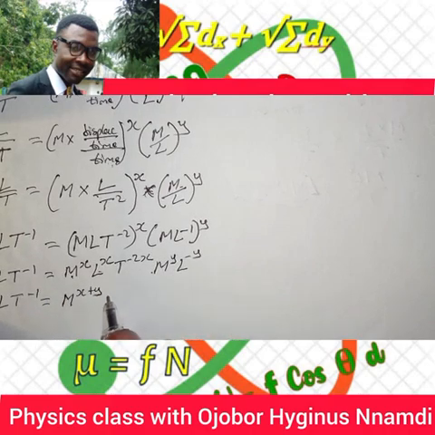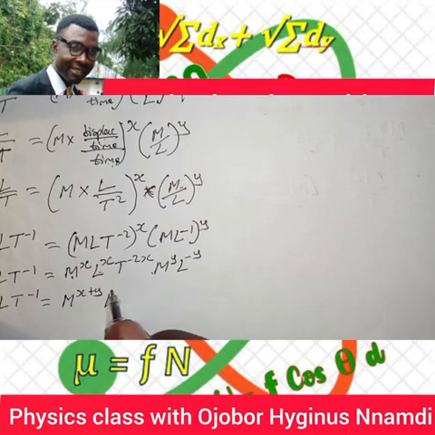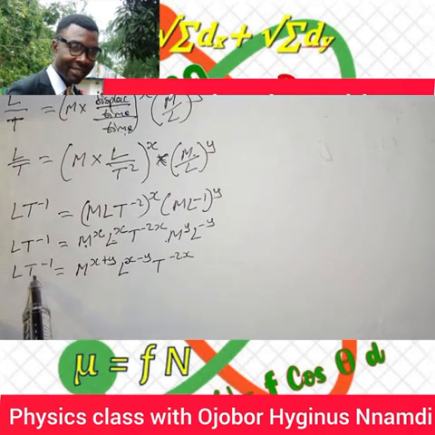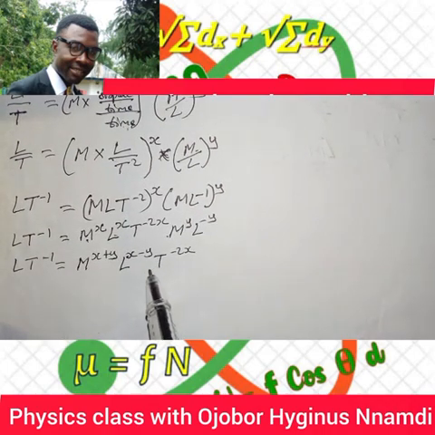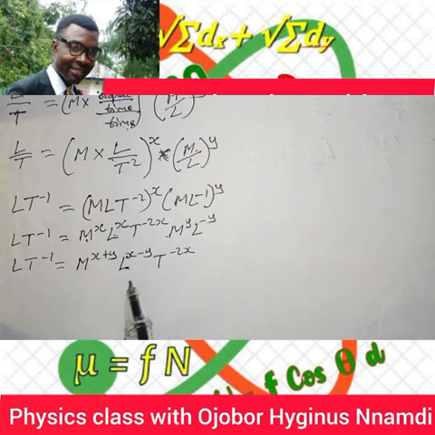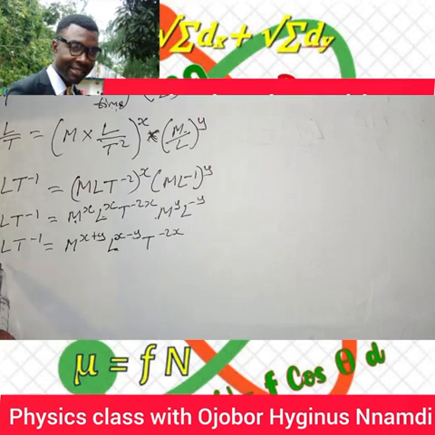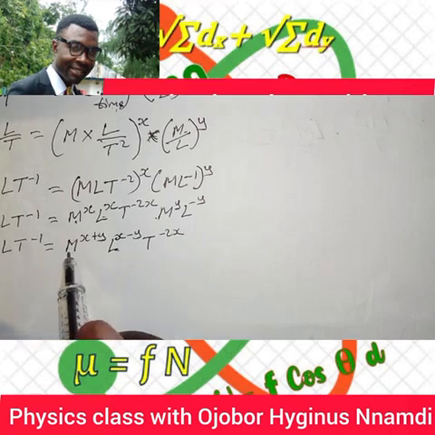L and L here, since the bases are the same, we add the powers. We have L raised to power x minus y. And then t raised to power minus 2x. So if you look at the left hand side, we have just L and t. And at the right hand side, we have m, L, and t. So what we are going to do here is to make sure that both sides have the same number of quantities. These have m, L, t.